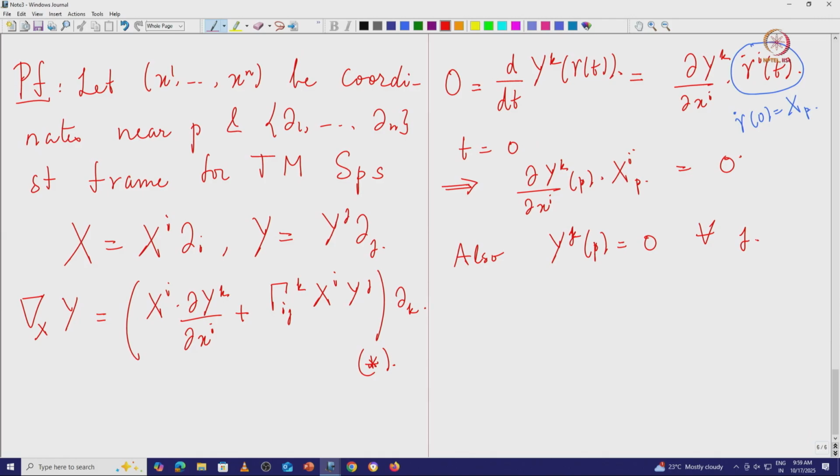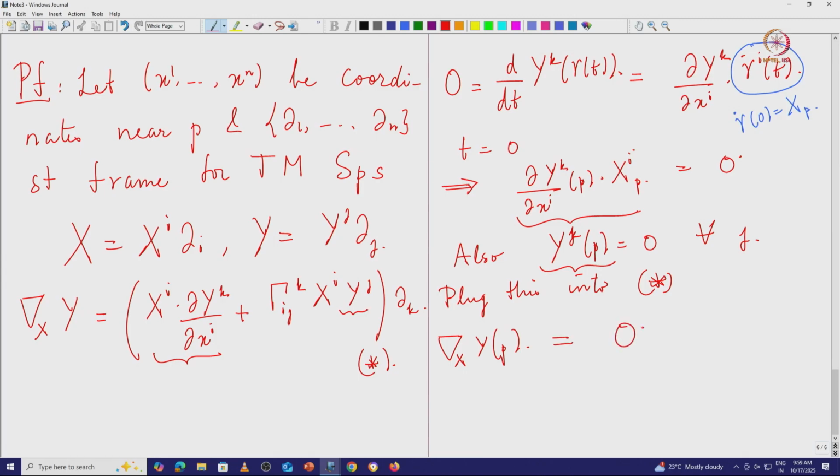Now if you plug this into this formula star at p, you see that the first term is 0 because of this, and then the second term is also 0 because this is 0. So you get that the derivative of y with respect to x at p is 0. Alright, so what is the upshot?